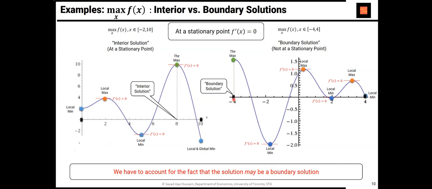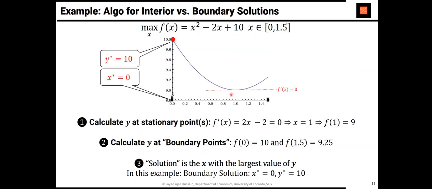Given this possibility, here's what we need to do. Once you realize that you could have a boundary solution or interior solutions, and interior solutions are where you have stationary points or slope is zero, here's the algorithm. Take a look at this function right here. In the old days, I used to use Excel and demonstrate how Excel makes mistakes, but I don't have time, neither do you. How would you solve this thing by hand?